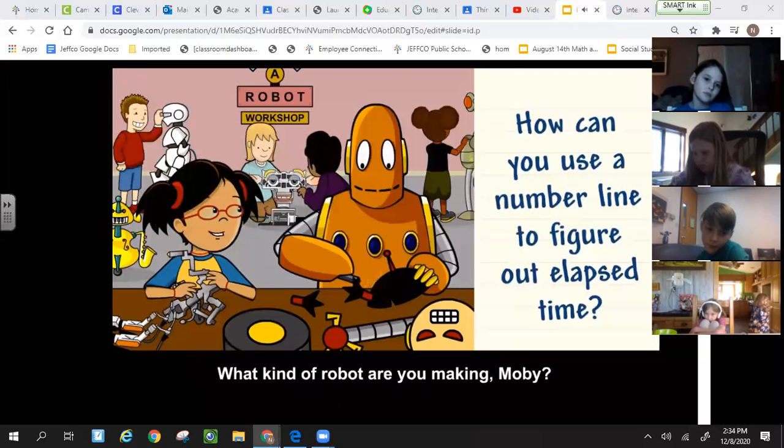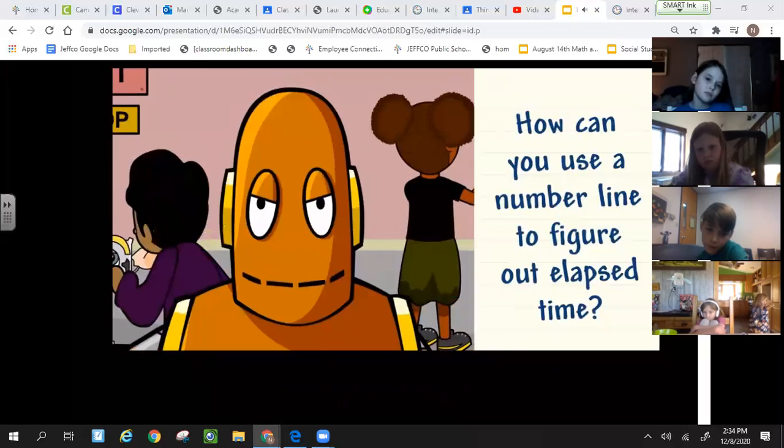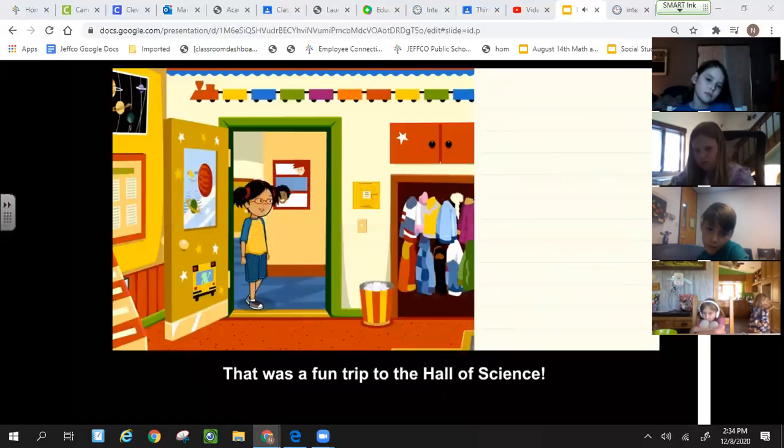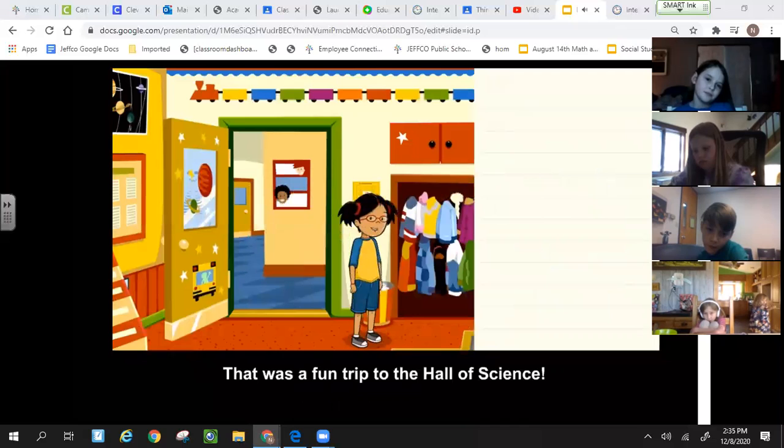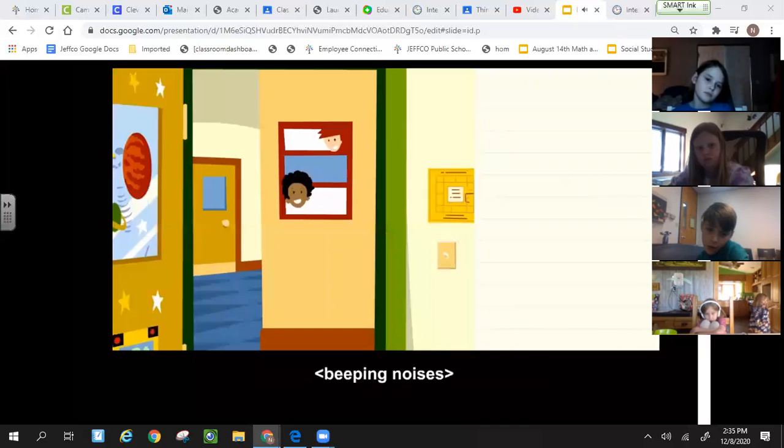What kind of robot are you making, Moby? That was a fun trip to the Hall of Science. Moby? Moby?